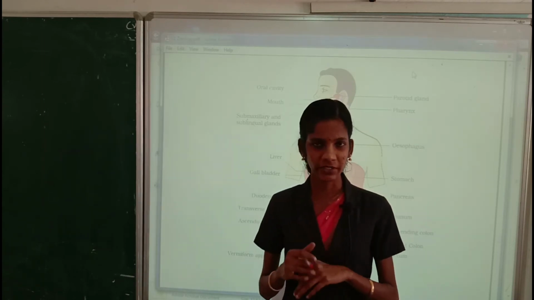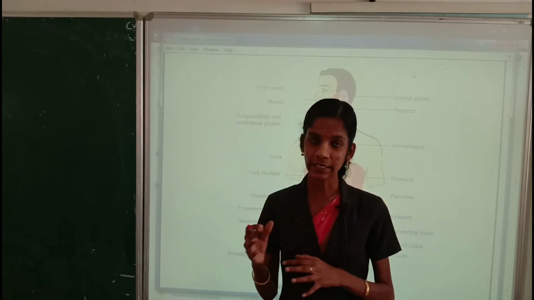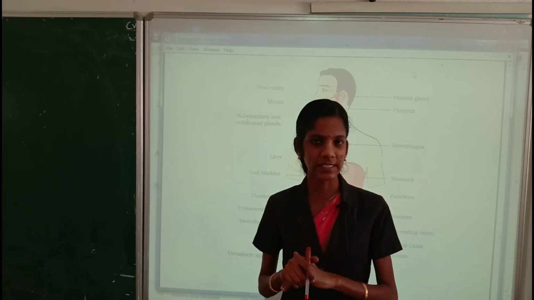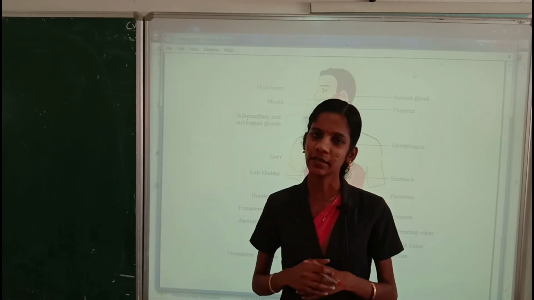Okay, that means after delivery, from the 6th month onwards, the first set of teeth will start to form. Okay, after that, when the child attains the age of 6 years, at that time, majority of this first set of teeth will be lost from that child.